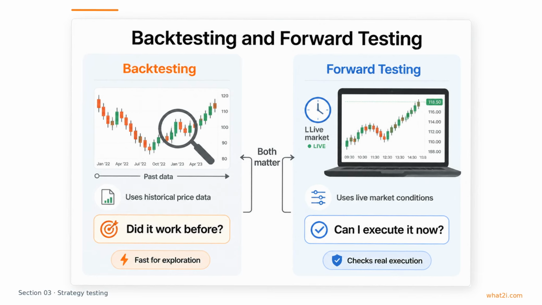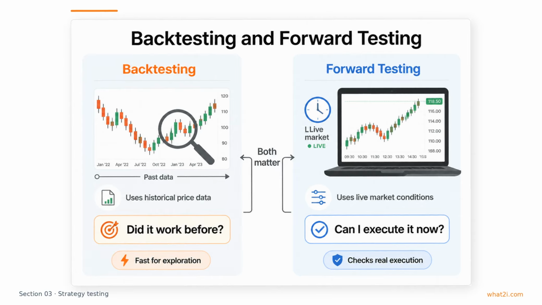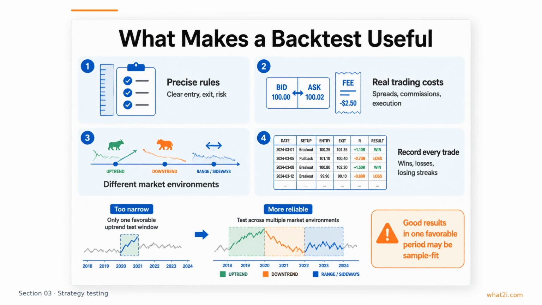Backtesting uses historical price data to ask whether the rules would have worked in the past. It is useful for exploring ideas quickly and seeing how a setup behaved across many examples. Forward testing comes afterward and asks whether you can actually execute the strategy in live market conditions. That includes handling timing, spreads, slippage, and your own behavior in real time. A strategy that looks good in backtesting but falls apart in forward testing is giving you valuable information, not simply bad news.